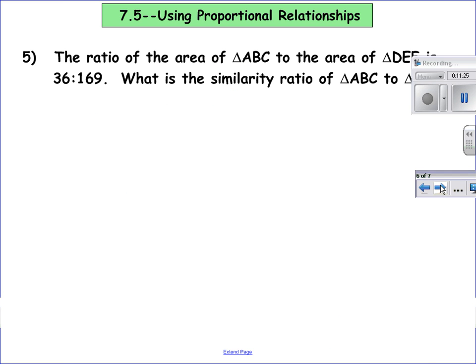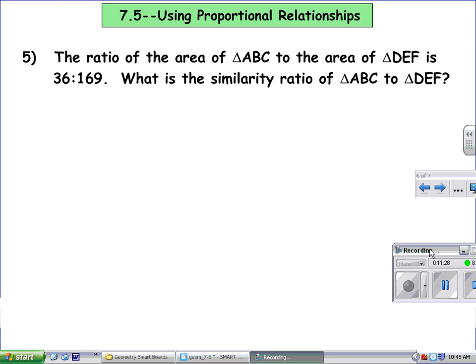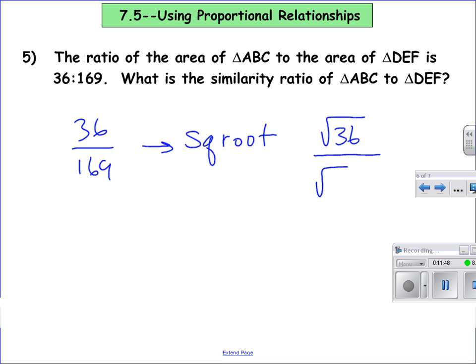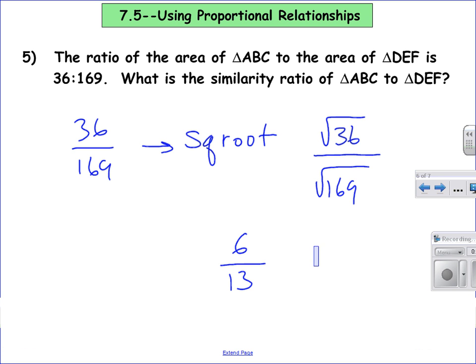Excuse me. Last couple of these. So now, don't even need a picture. If the ratio of the areas is 36 to 169, if I want to talk about the similarity or the perimeter ratios for that matter, all I need to do is take the square root of top and bottom. So the square root of 36 over the square root of 169, 6 to 13. Let's go ahead and remember we can write ratios also as 6 to 13 would be your similarity ratio of ABC to DEF.